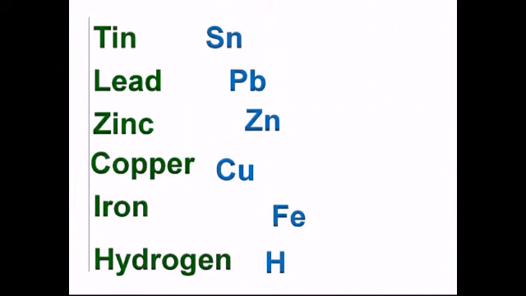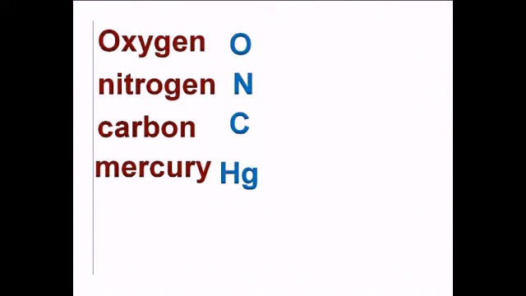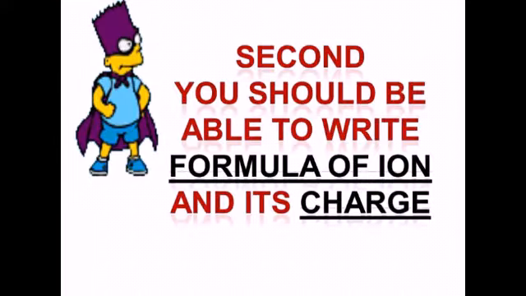Tin Sn, lead Pb, zinc Zn, copper Cu, iron Fe, hydrogen H. Oxygen O, nitrogen N, carbon C, mercury Hg. First, you should know the symbols of the elements.